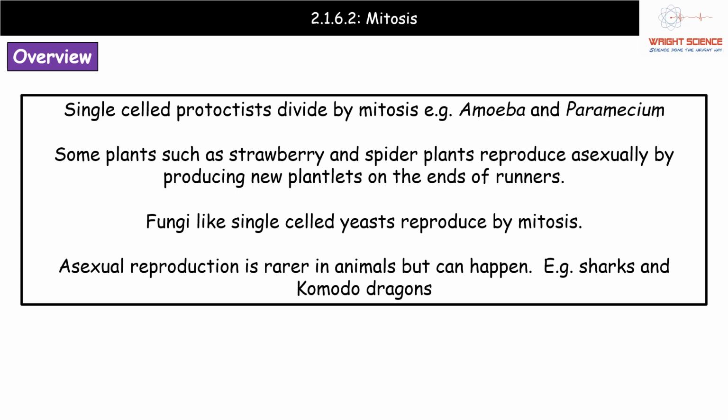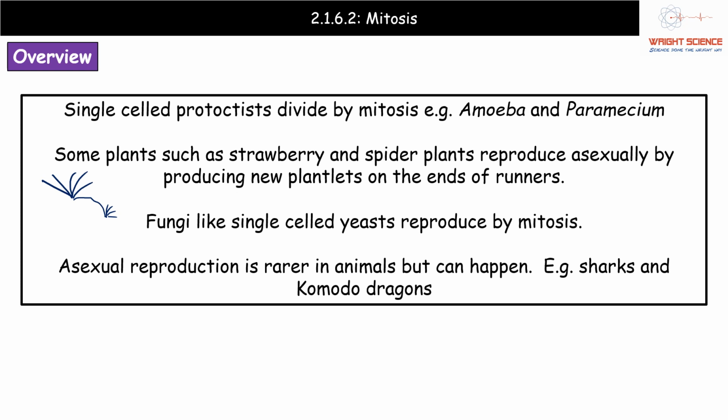And the way that they work is they produce these little runners. So if we've got a cute little spider plant here, then what we end up with is this little runner that comes off the side with a little tiny plantlet on the end. And that little tiny plantlet is an identical copy of that parent plant. It's a clone. So that is asexual reproduction in both our strawberries and our spider plants.